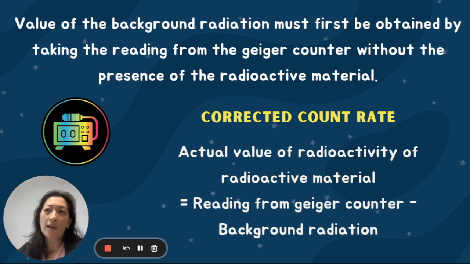We need to do that because every location has a different value of background radiation. So you can't say, okay, let's switch this on in the lab. Oh, okay, that's the value. Then when you go out to the field, you take that number and minus the background radiation of the lab. You can't do that because different areas have different background radiation. And that's because different areas have different things present, right?